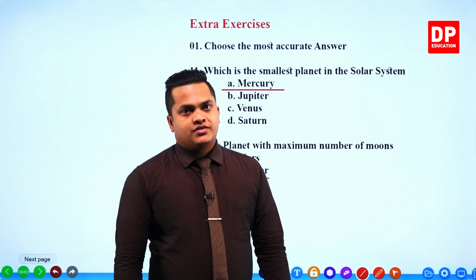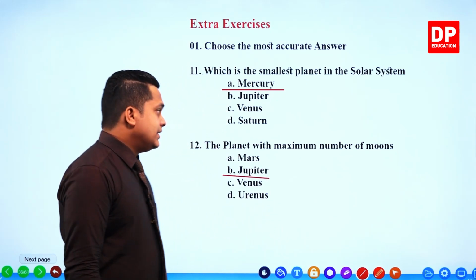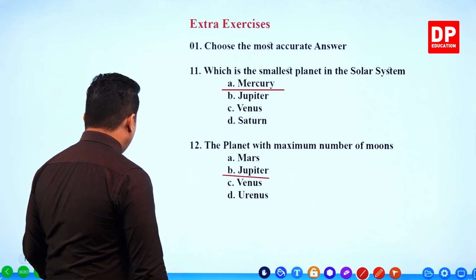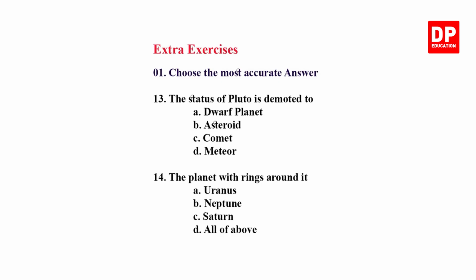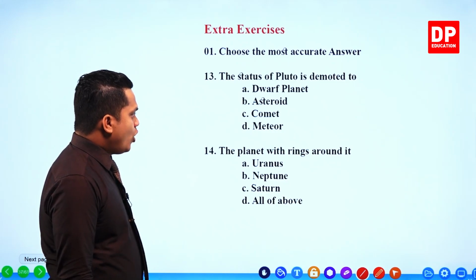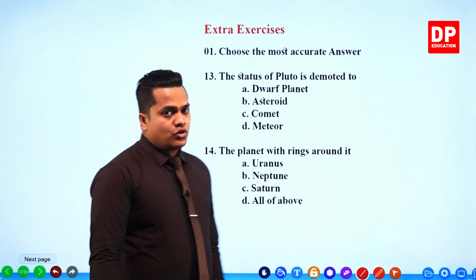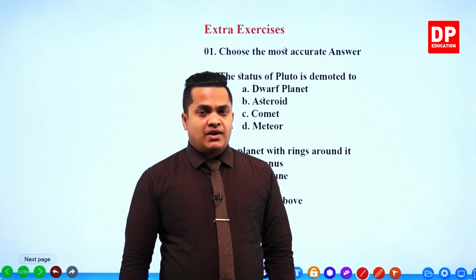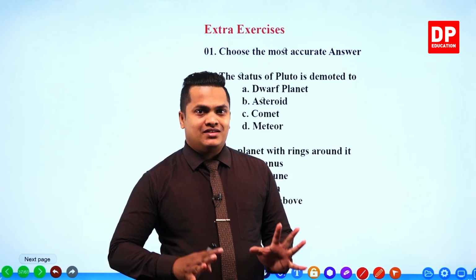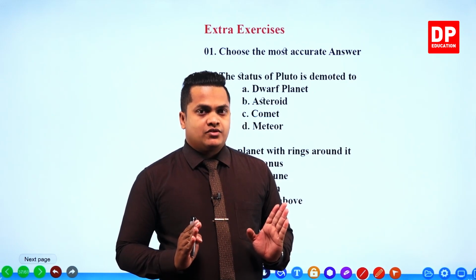Right then. So my dear children, let's move on to see what is the next question. So this was question number 12. Now let's head on to question number 13. The status of Pluto is demoted to dwarf planet, asteroid, comet, a meteor. Pluto was the 9th planet. So there are 8 planets in our solar system right now. What are those 8 planets?